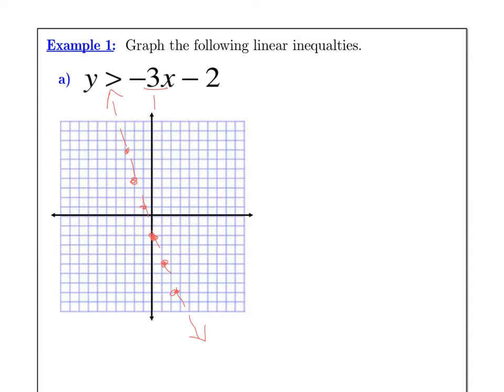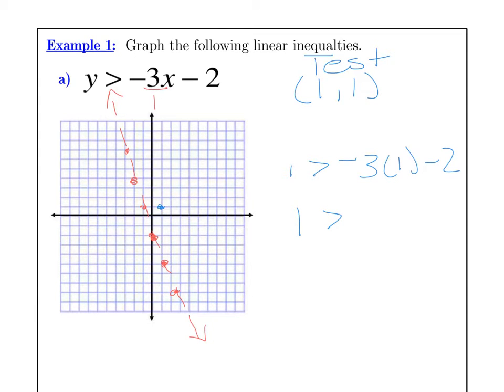And now I need to decide where to shade. So I'm going to pick a point that's not on my line. It's often easiest to pick 0, 0, but since my line isn't the most beautiful line in the world and I can't tell exactly where 0, 0 is, I'll pick another very easy point. I'm going to test 1, 1. So I'm going to plug 1 into my inequality, and I'm going to see if I end up with an inequality that's true or false.